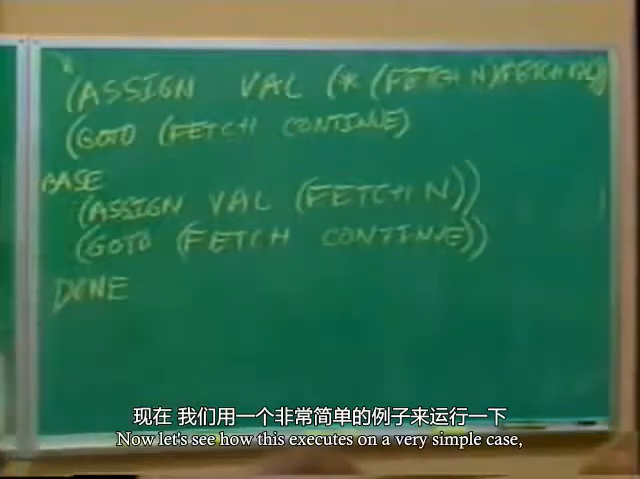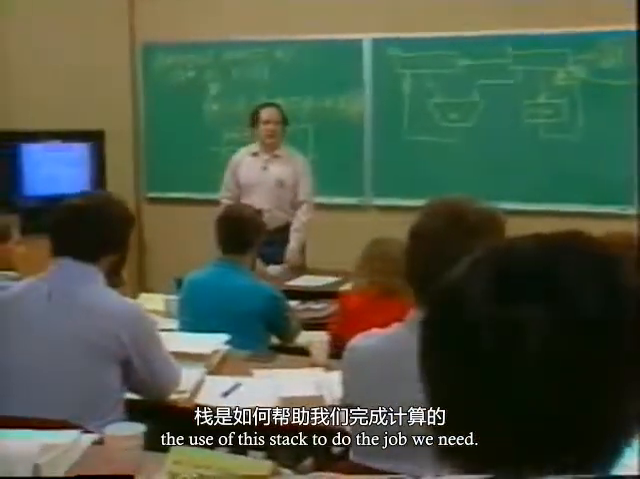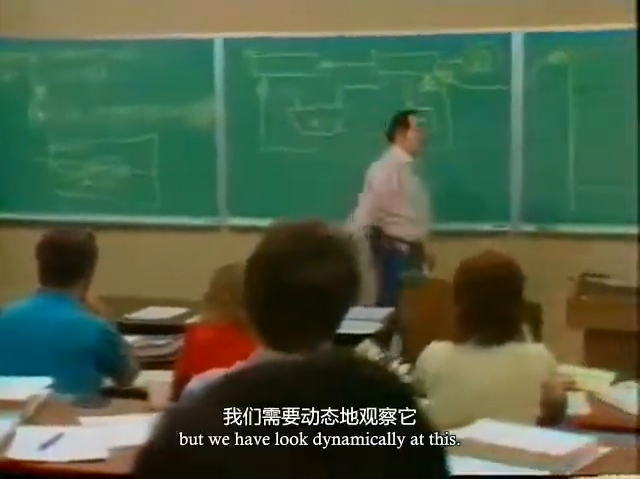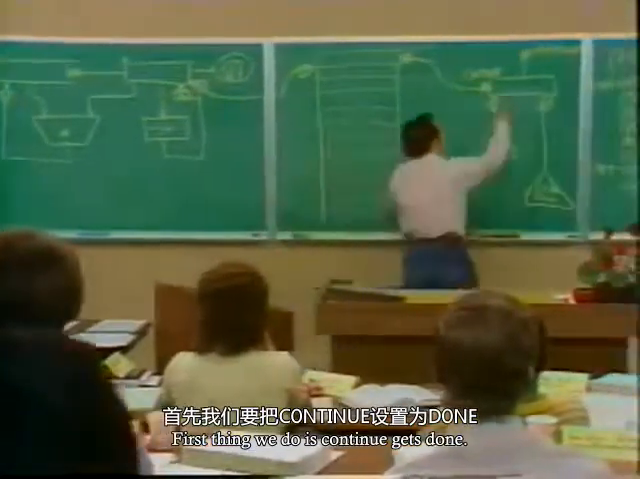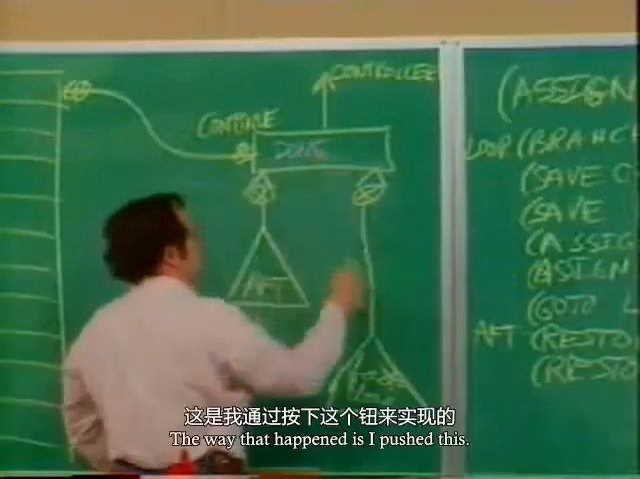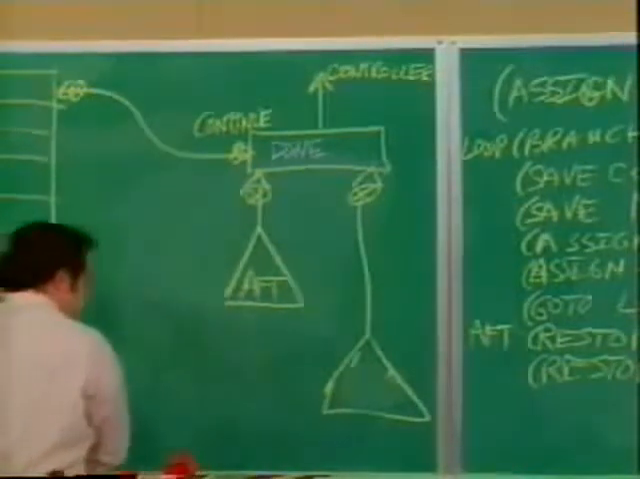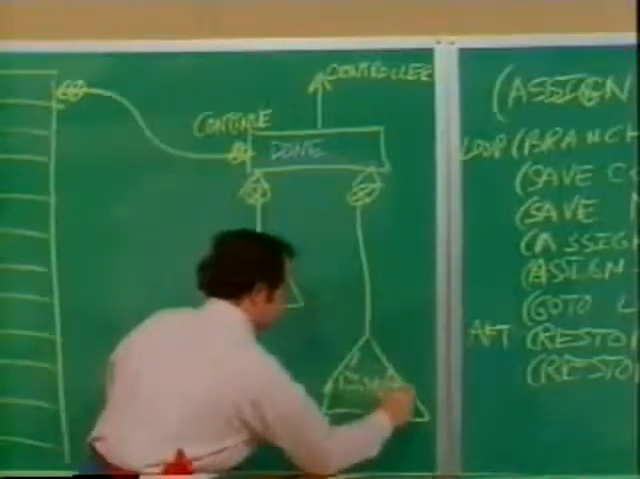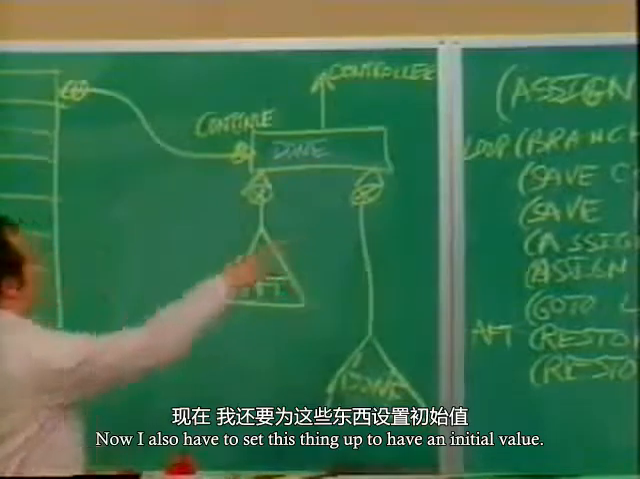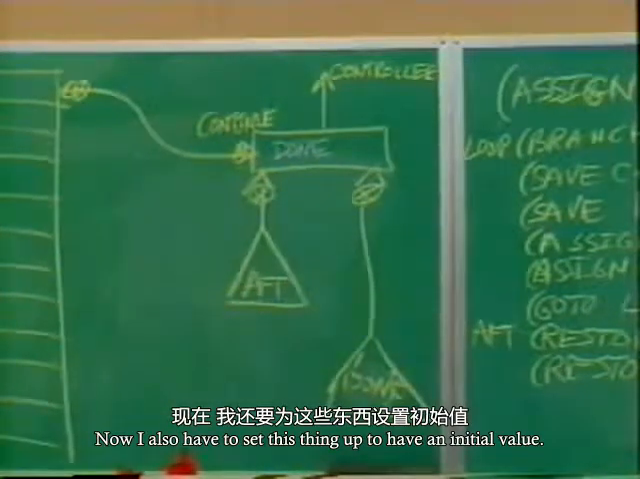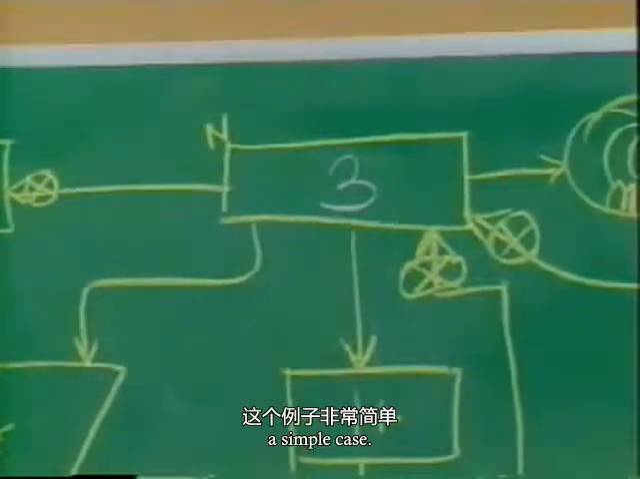Now let's see how this executes on a very simple case. Okay? Because then we'll see the use of this stack to do the job we need. This is statically what it's doing, but we have to look dynamically at this. So let's see. First thing we do is continue gets done. The way that happens is I push this. Let's call that done the way I have it. I push that button, done goes into there. Okay, now, I also have to set this thing up to have an initial value. Let's consider factorial of 3, a simple case.